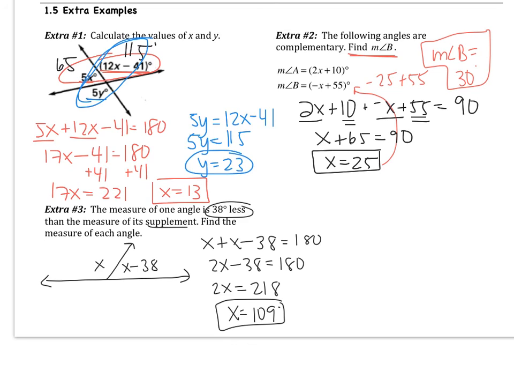Now the question asks us to find each angle. So one of the angles is 109 degrees. The other one is going to be X, 109, subtract 38, which is going to end up being 71 degrees. Now they add to 180, which is good. So just a mental check. Are my two angles supplementary? Yes, they are. So hopefully this worked to warm up our brain.